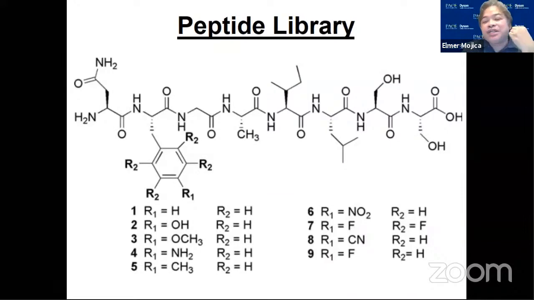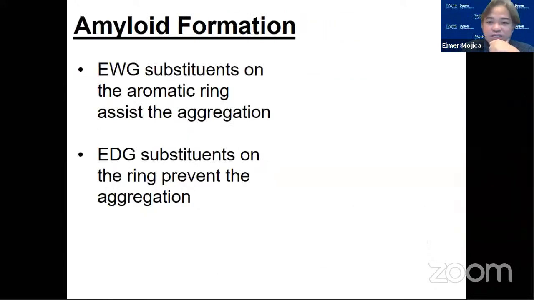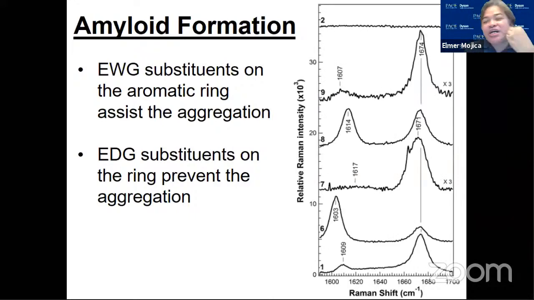And we try to characterize the peptides that aggregate, and we use Raman as one of the methods. Based on the results, all the electron withdrawing group substituents assist the aggregation, and all the electron donating group substituents prevent the aggregation. So what does it mean? We're trying to find a way to develop inhibitors of amyloid formation. If we can inhibit the amyloid formation, it is a good therapeutic solution for diabetes.